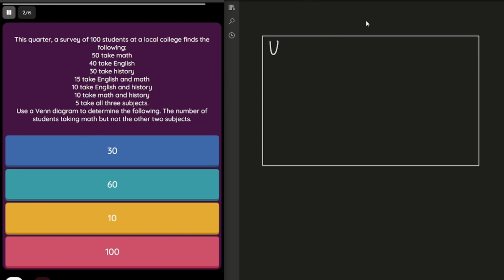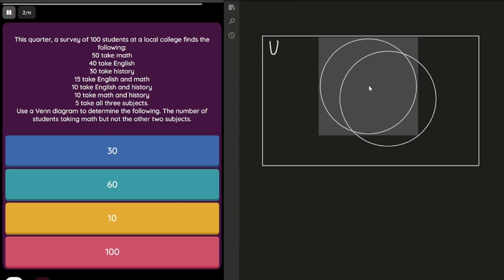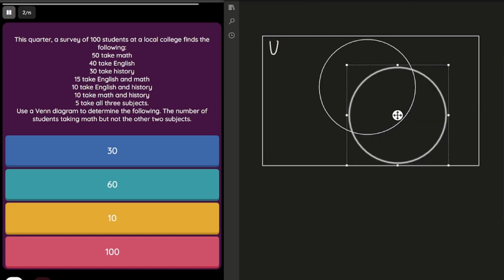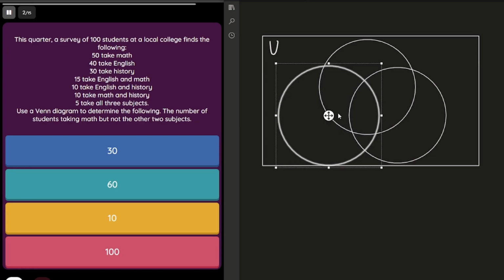Let me just draw the Venn diagram for this. For the math, we have this one, another circle for English, and one more circle for history. Label this M, where there's 50 students, E, where there's 40 students, and H, where there are 30 students. Meaning, in this circle, there are 50 students, regardless if they are taking other subjects or not.